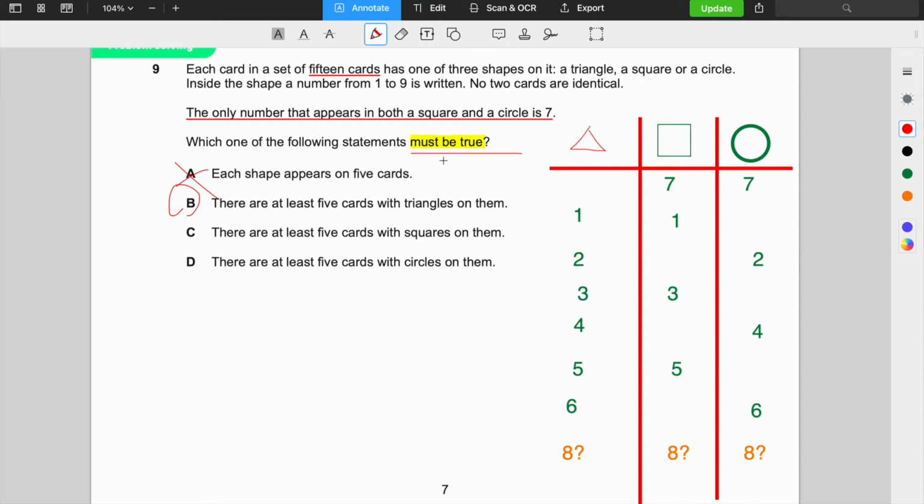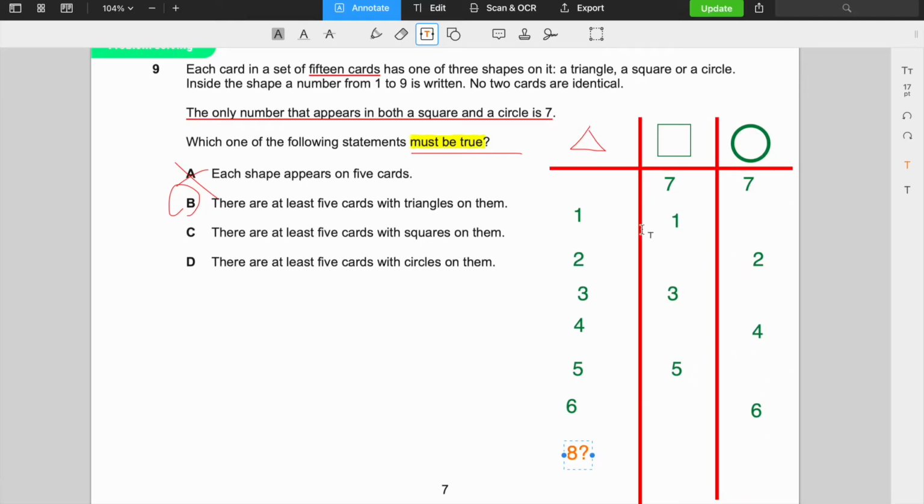C and D are not definitely true. They're possibly true, but not definitely true. Let me show you why. C says there are at least 5 cards with squares. So here we have 1, 2, 3, 4. And what if we don't have the 8 here? What if we just have the 8 here? So if we had the 8 here, there would only be 4 cards with the square. And for here, there would also be 4 cards with the circle.